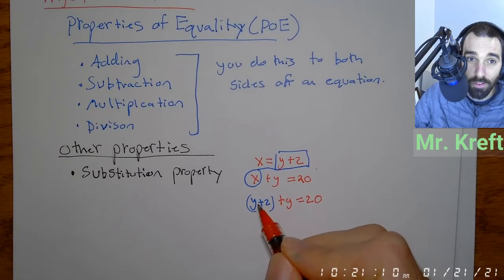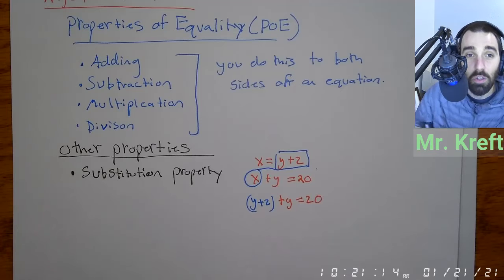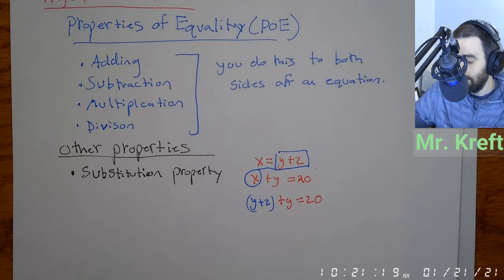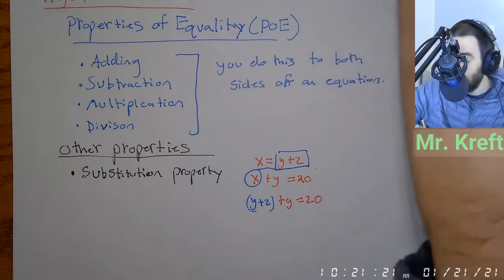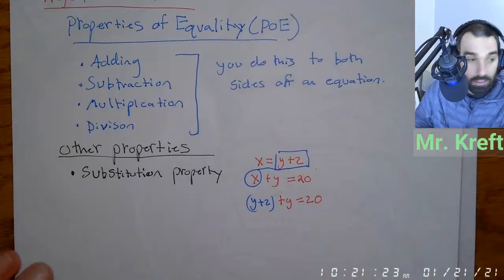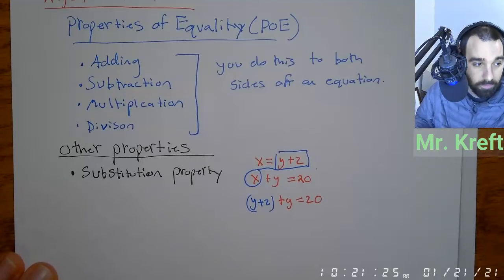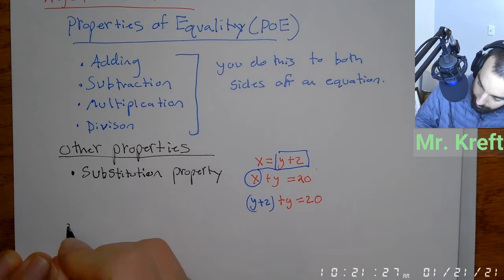Substitution is also used in sports, right? When you make a substitution, you're replacing one thing with another, okay? They're equivalent. Okay? So that's what substitution property is. And then we have another one called distributive property.